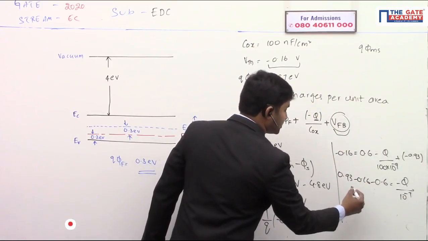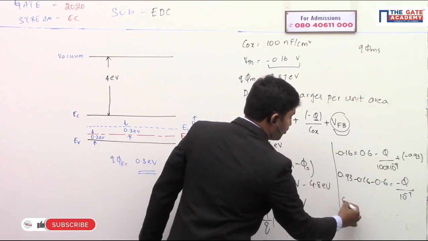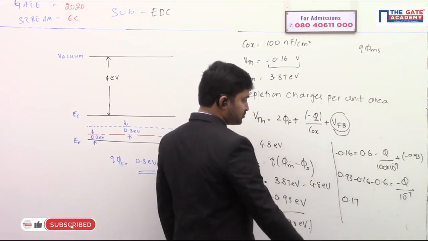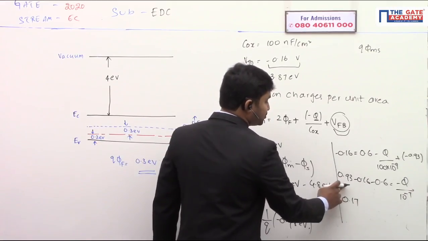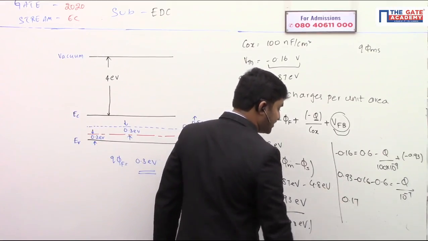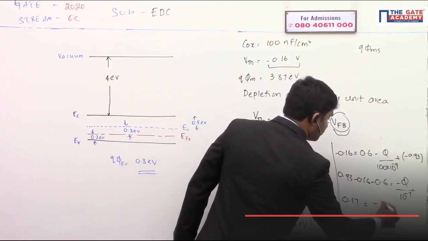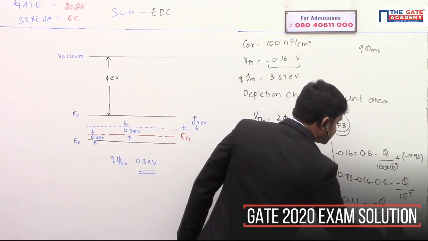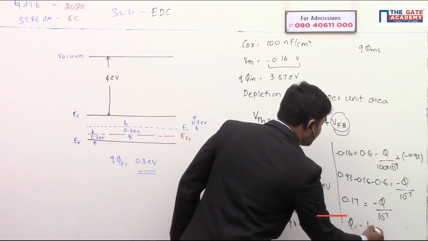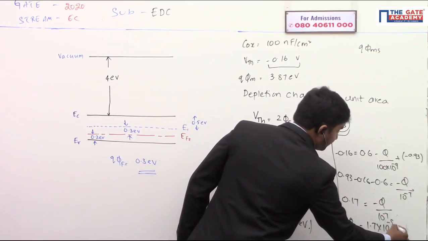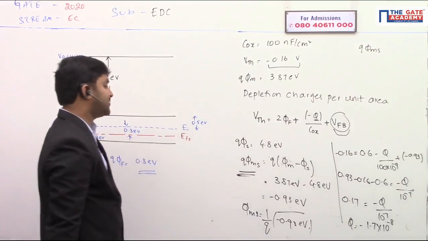It comes to 0.17. You have 0.76 here and 0.93 there. Its value is 0.17, equal to minus Q divided by 10 power minus 7. So Q is going to be equal to minus 1.7 into 10 power minus 8.